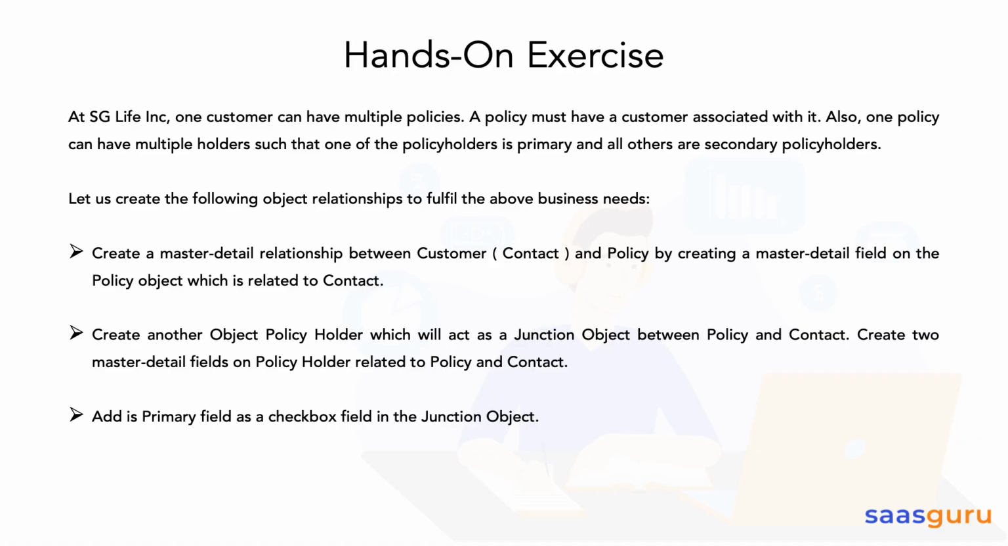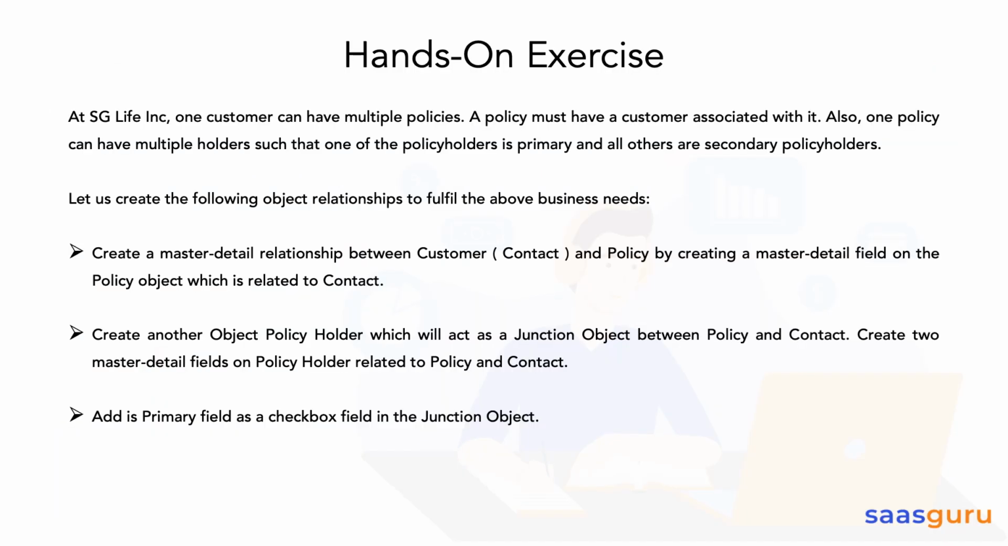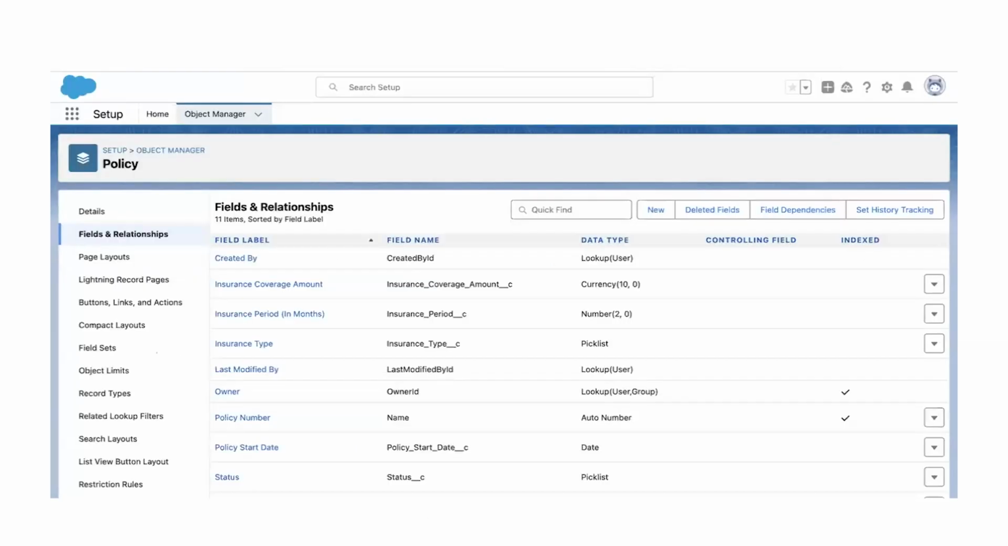We will complete this particular hands-on. We'll create a master detail relationship between contact, which is the master, and policy, which will be the child, the detail object. And then we'll also talk about many-to-many relationship. I'll give you guys an example of what a many-to-many relationship is. And if time permits, we are going to work upon the second business use case, that is to create a many-to-many relationship between contact and policy object.